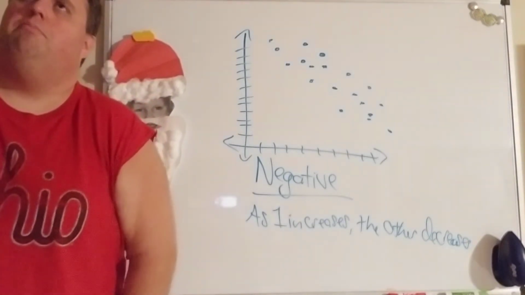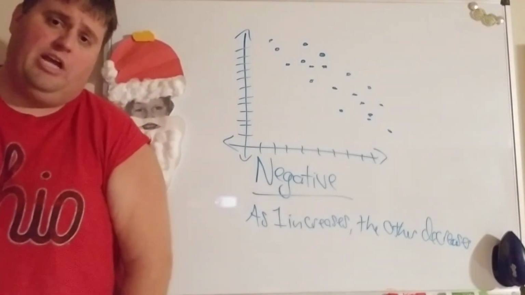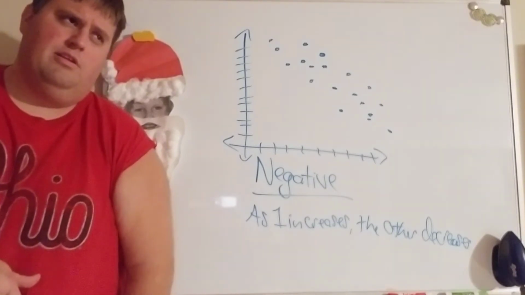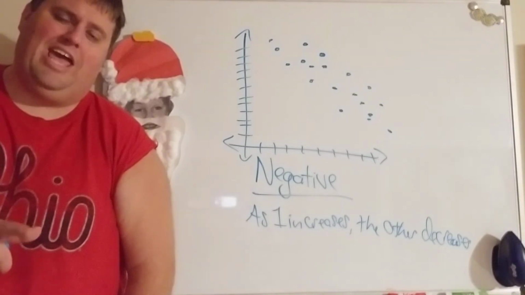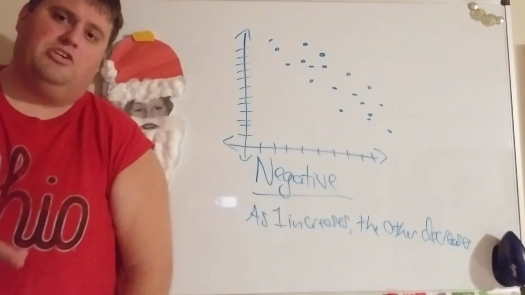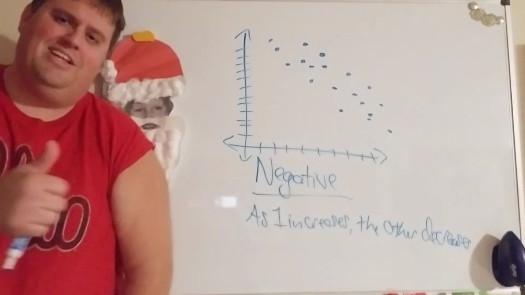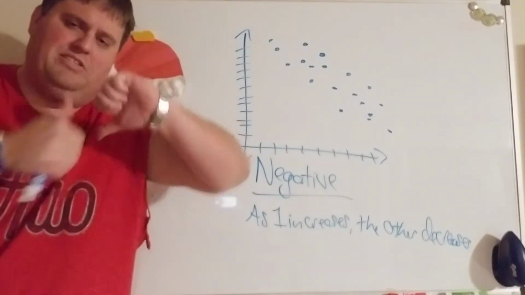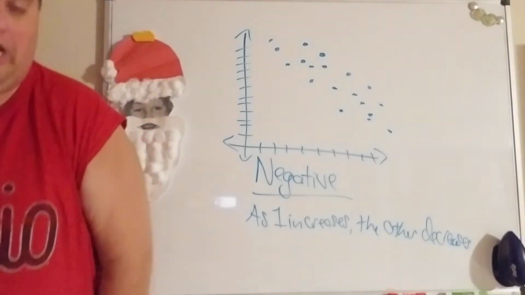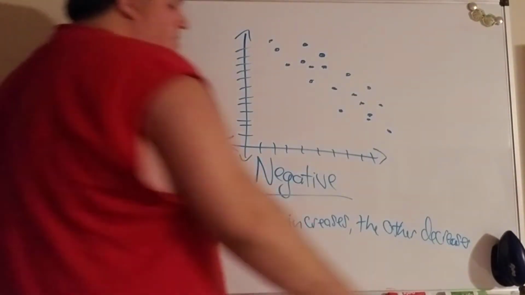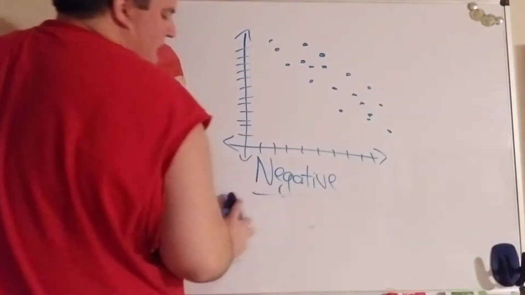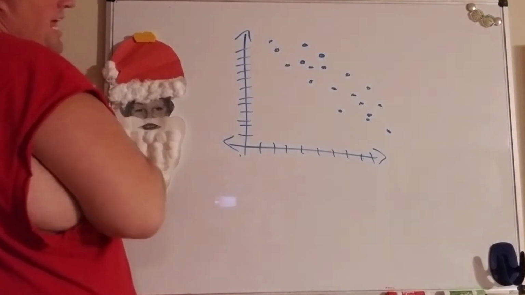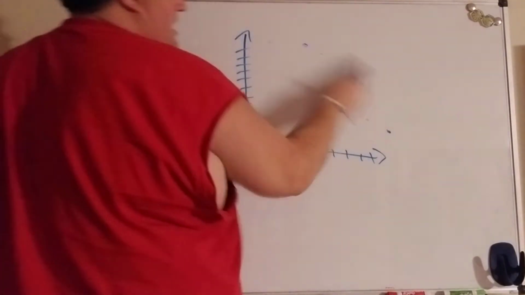Or maybe it would be the temperature and winter coat sales. As the temperature increases, winter coat sales decrease. That would be a negative relationship. All right. Then, obviously, we would have a positive relationship. And that one would look like it would be increasing from left to right.